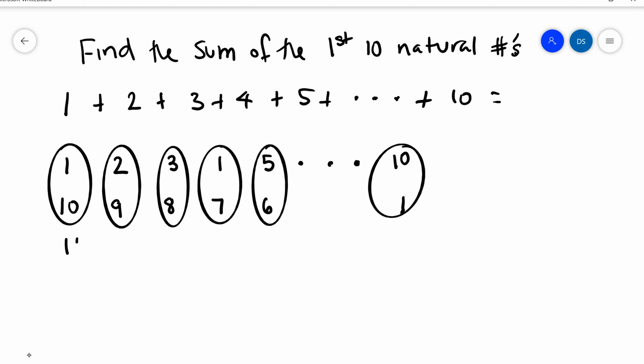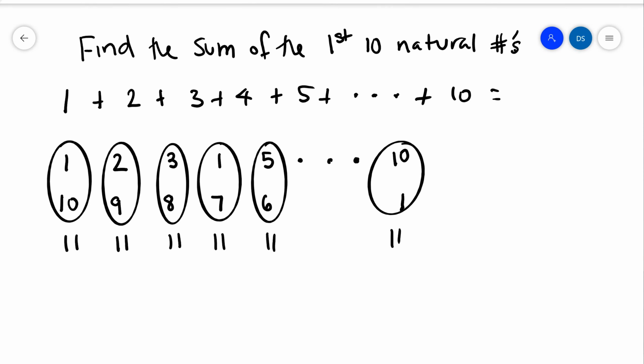So this is going to be 10 plus 1 is 11. This is 11. 8 plus 3, 11. 11, 11, 11. And you see how many groups that you have? Now, if we were to add 11 10 times, that's the same thing.